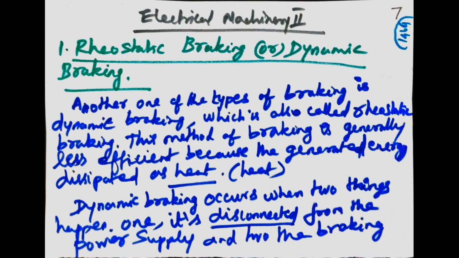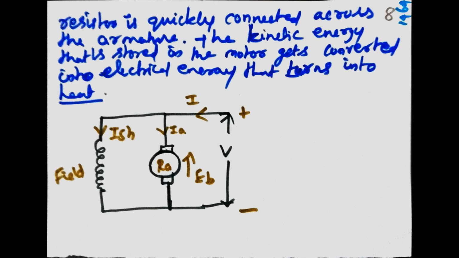First, rheostatic braking or dynamic braking. Another one of the types of braking is dynamic braking, which is also called rheostatic braking. This method of braking is generally less efficient because the generated energy is dissipated as heat. Dynamic braking occurs when two things happen: one, the motor is disconnected from the power supply, and two, the braking resistor is quickly connected across the armature. The kinetic energy stored in the motor gets converted into electrical energy that turns into heat.